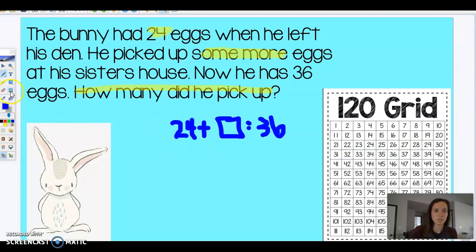Let's do this now. Let's go to our number grid. And I'm going to do 24. That's where I want to start, and this is where I want to end. Okay, I'm going to do it one way and then another way. 1, 2, 3, 4, 5, 6, 7, 8, 9, 10, 11, 12. Okay, so we're going to have 24 plus 12.